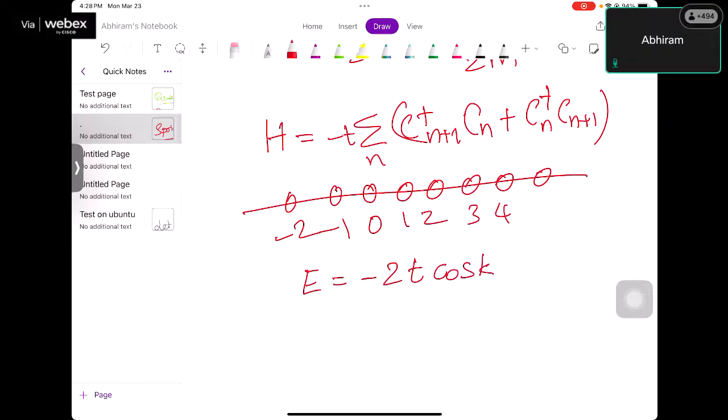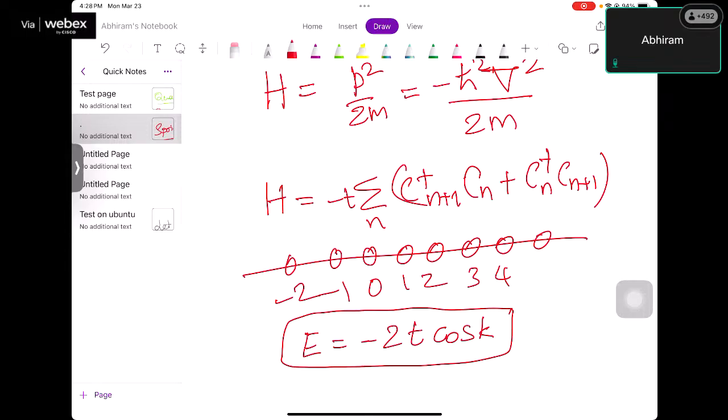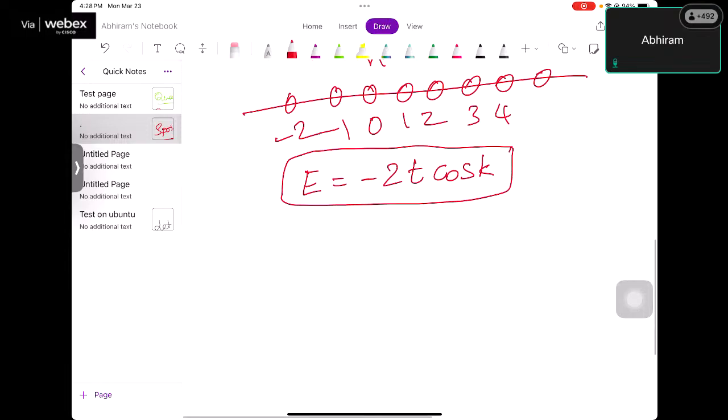So what is k? k is the wave number, and h cut k is like the momentum. This dispersion in the lattice is equivalent to the p square by 2m dispersion in the continuum near the band bottom. How can you see that?